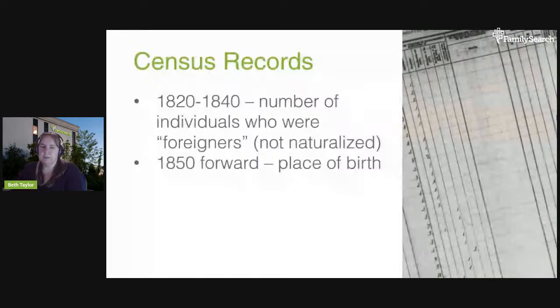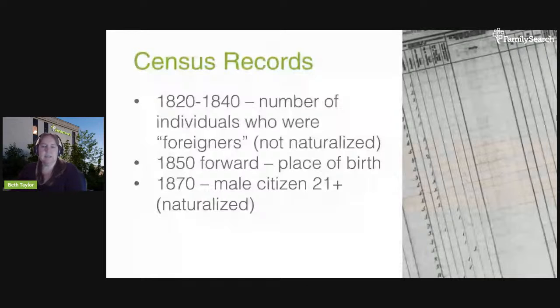Starting with 1850 forward, you get a place of birth. Now, if you're researching in Germany and your ancestor was here by 1850, prior to 1871, there isn't what we know as Germany. Instead, you're going to get something like Prussia or Brandenburg or Hanover. And that's a good clue as well. You don't yet have the town, but you do know a region of Germany. So make sure that you're paying attention to those censuses.